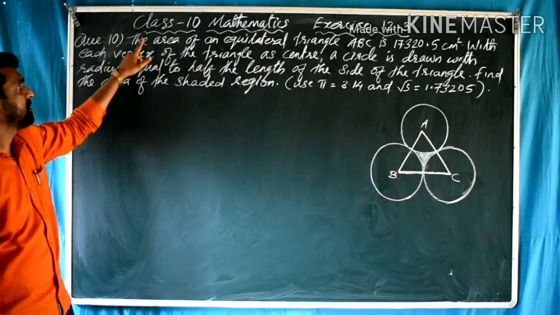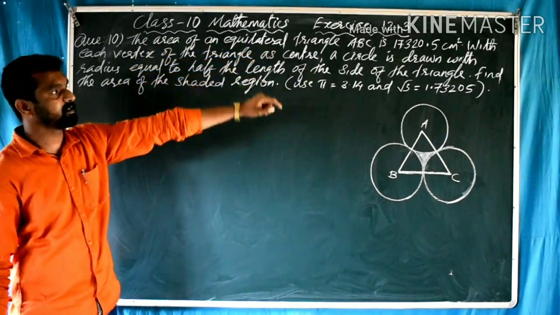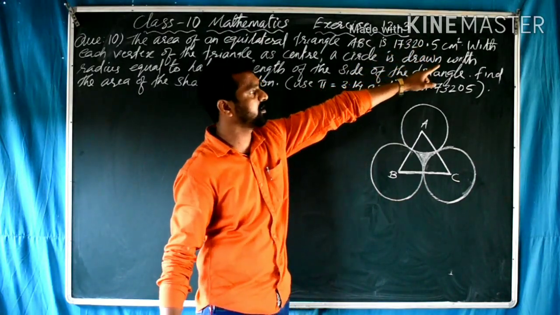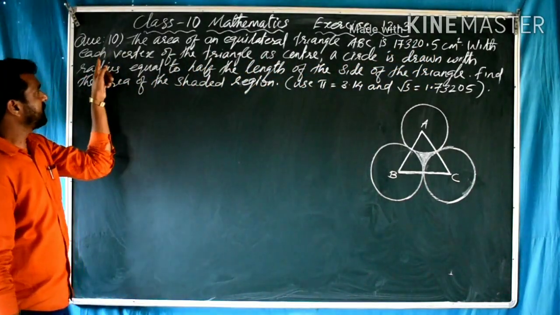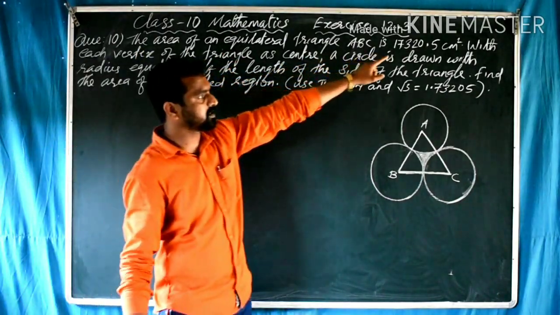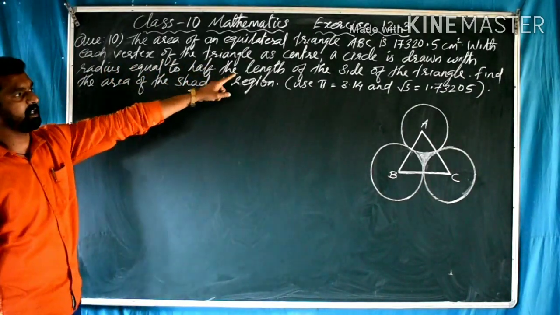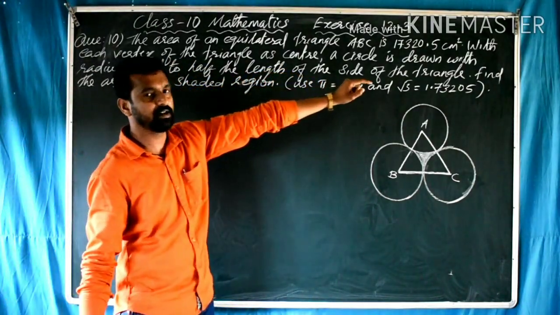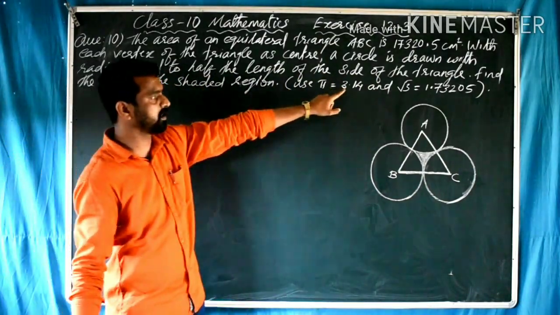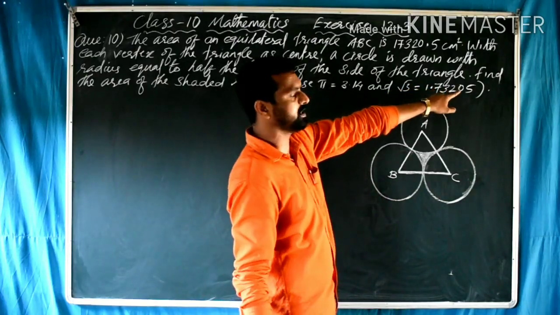The question says that the area of an equilateral triangle ABC is 17,320.5 centimeter square. With each vertex of the triangle as center, a circle is drawn with radius equal to half the length of the side of the triangle. Find the area of the shaded region. Use pi is equal to 3.14 and root 3 is equal to 1.73205.